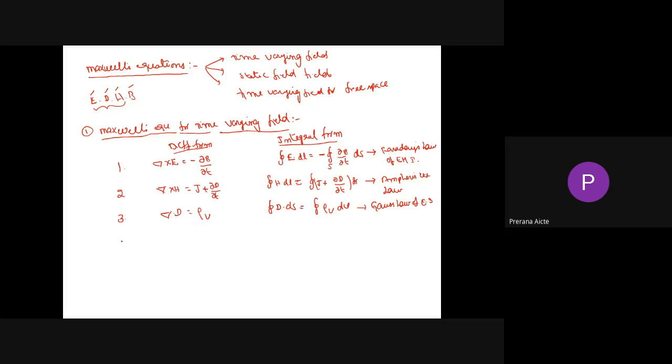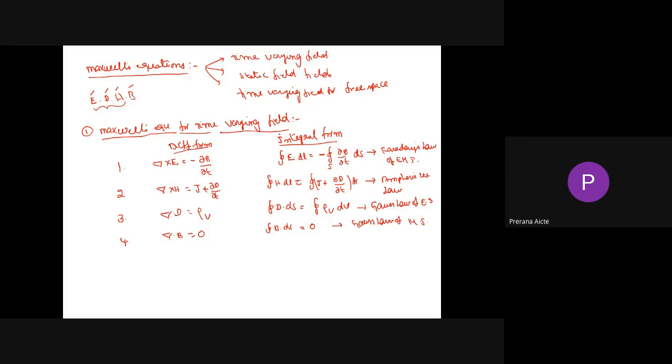And the fourth equation of Maxwell equations in time varying field, del dot B is equal to 0, is in the differential form, whereas the integral of B into dS over the closed surface is equal to 0 in integral form. That is the net or total magnetic flux density for the closed surface is equal to 0. This equation we can call Gauss law of magnetostatics. These four equations we can call Maxwell equations for time varying fields.